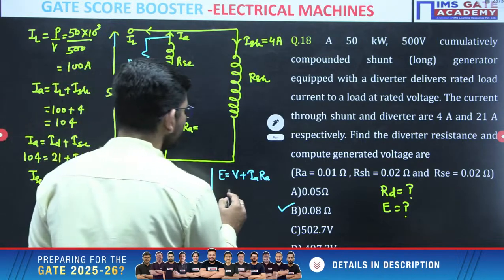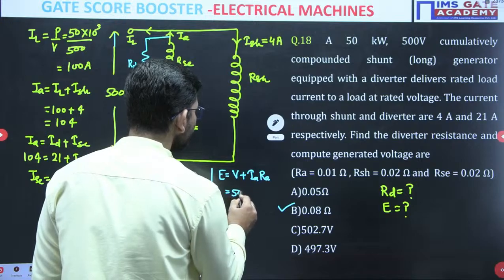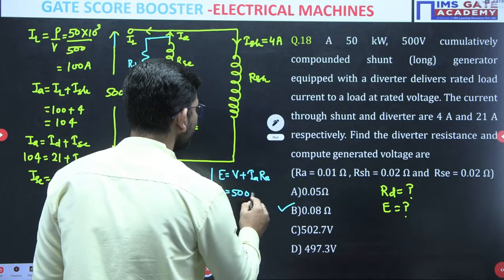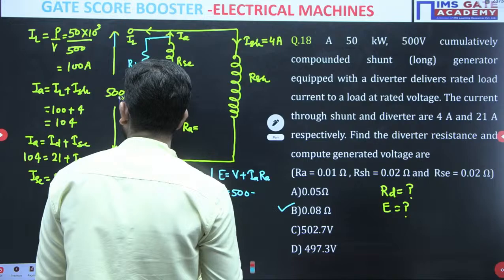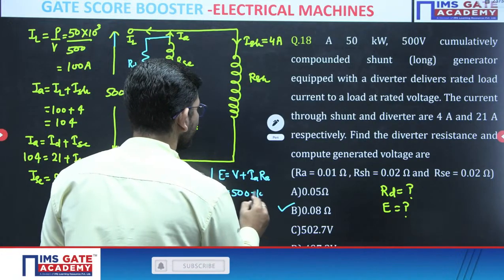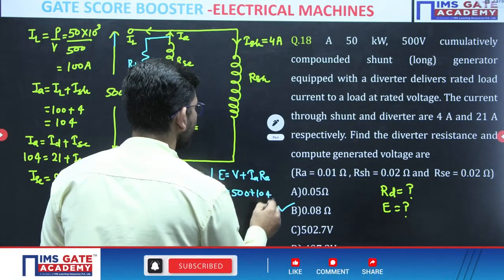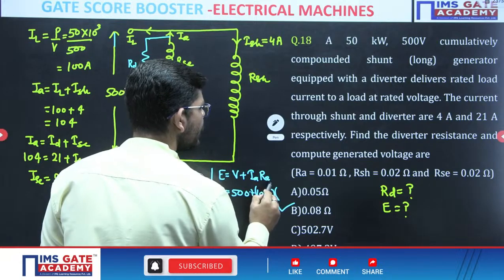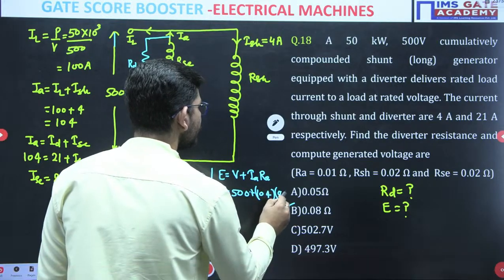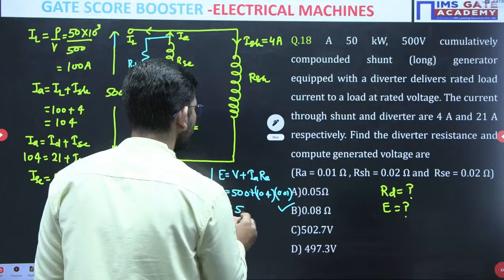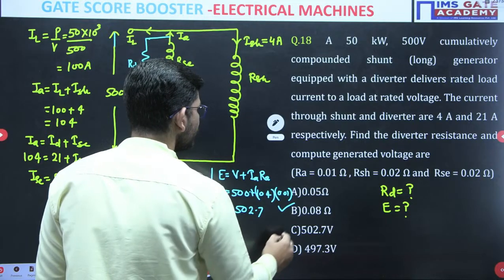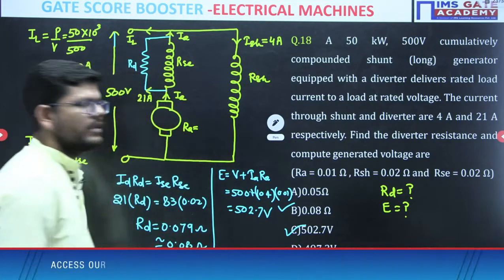It is a generator, so KVL will be different. Don't make a mistake while applying the KVL. So what is IA? 104, right, and how much is RA? 0.01. So you will get 502.7 volt as the value of E.